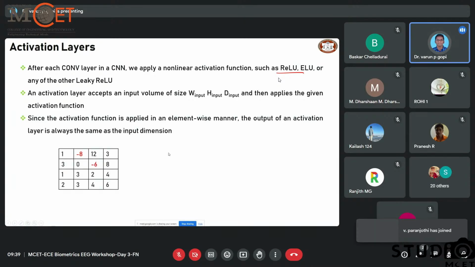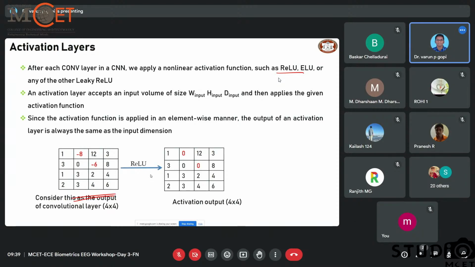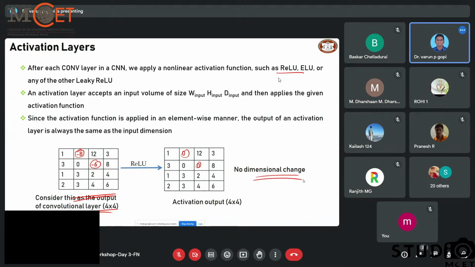So let us see an example. Assume that this is the convolved image, or the convolution output, and here I am going to apply a ReLU activation function. You can see that the size of the image is 4 by 4, and applying ReLU will give only values for the positive numbers. So all negative values will be 0. Here two negative values are -8 and -6, so these values become 0 over here. We have done the activation and all other values are the same because all are positive. So here there is no dimensional change. So our convolution operation is over.